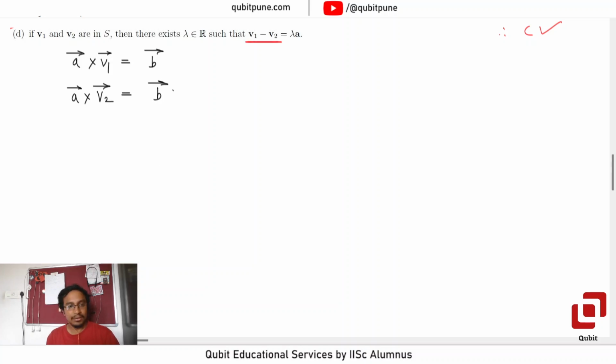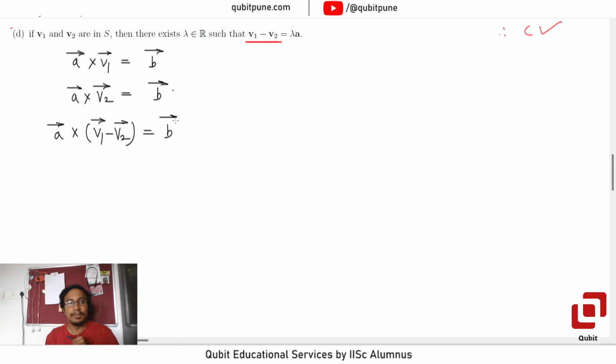Yes, Anava. So this is basically the condition of coplanarity, because V1 minus V2 is lambda A. This is basically the condition for coplanarity of V1, V2 and A. Correct. And we have already proved that these vectors will be coplanar, so this option will be correct. Yes, I had this thought in mind.